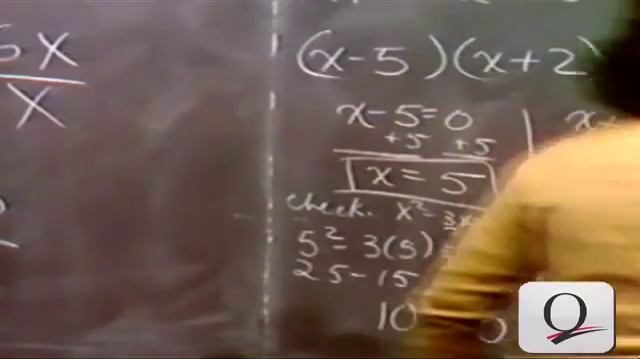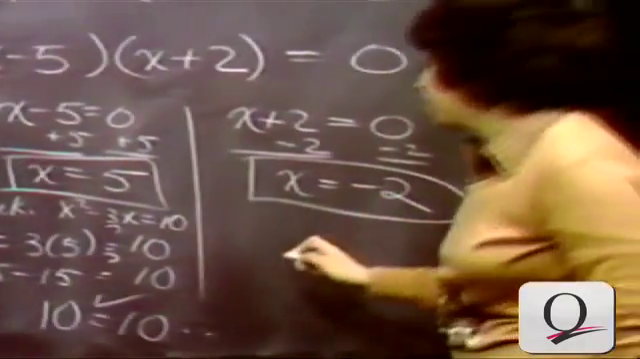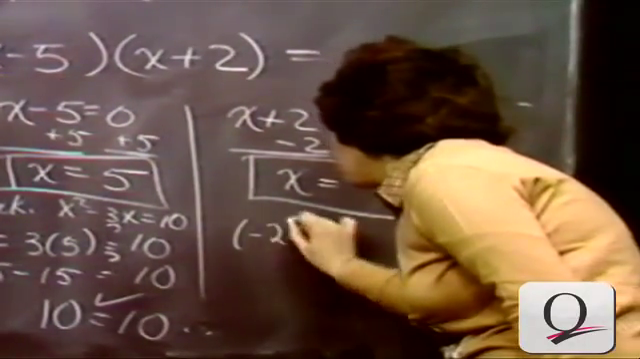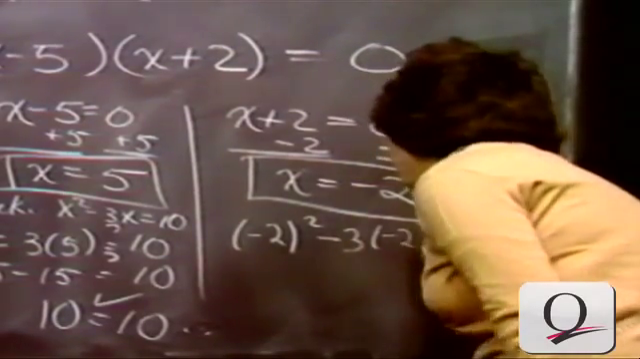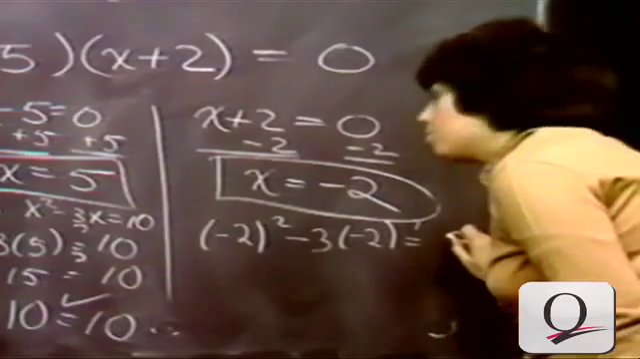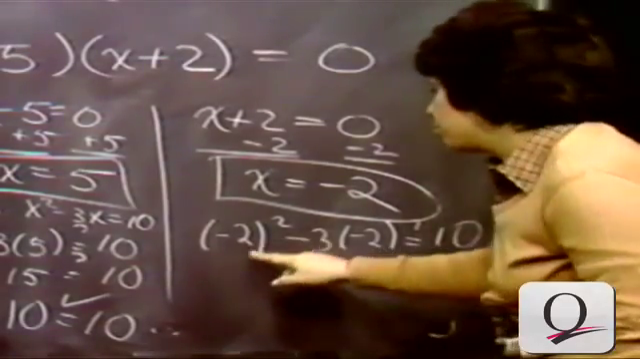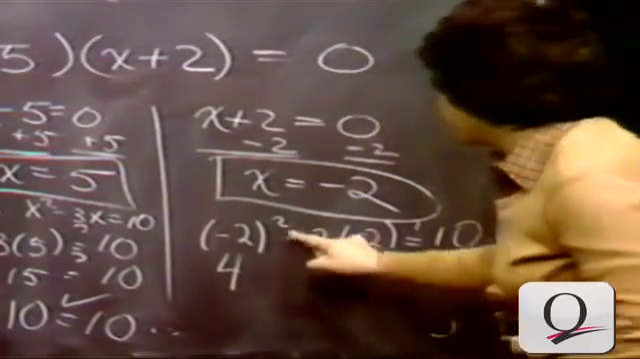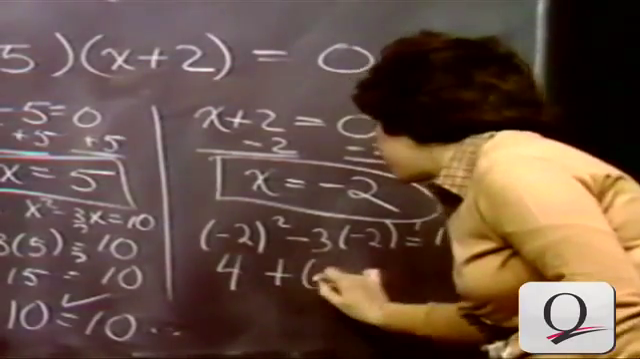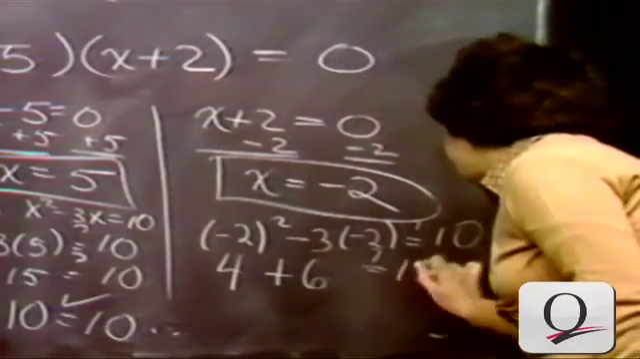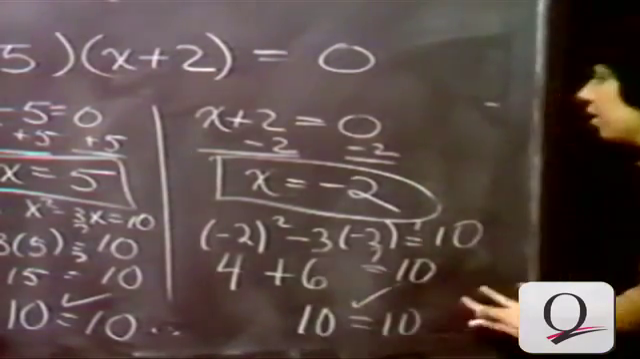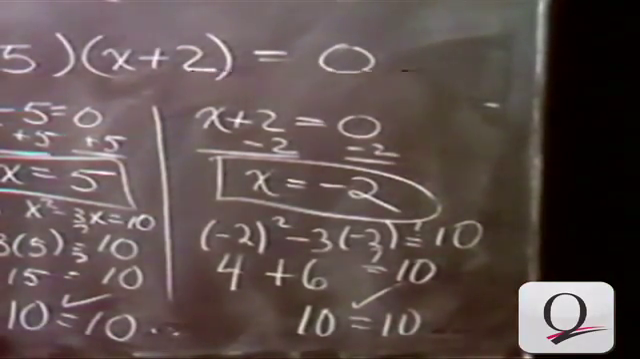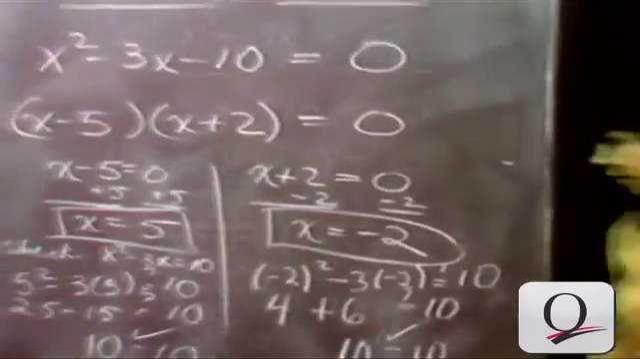And similarly, when you substitute in x equals minus 2, you get minus 2 squared minus 3 times minus 2 should be equal to 10. Minus 2 squared, that's 4. Minus 3 times minus 2, that's plus 6. Should be equal to 10, and 10 equals 10. It checks out once again. So always go back to the original equation and check your solutions.